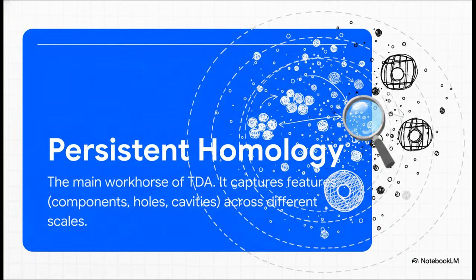But here's the magic trick. It's all about persistence. The shapes that stick around across a lot of different zoom levels, those are your real signals. The ones that just flicker in and out for a second, that's just noise. And the algorithm learns to tell the difference.